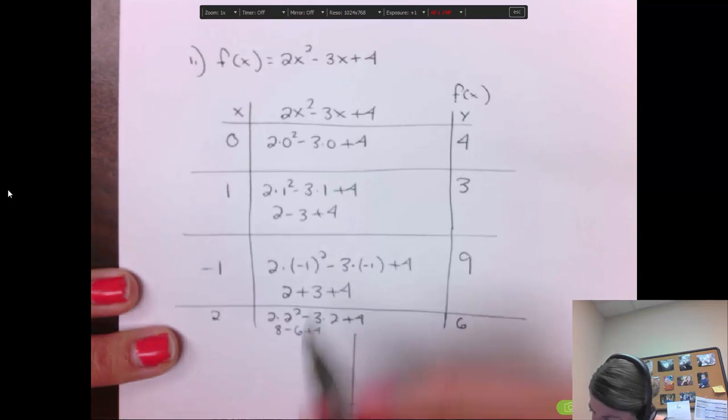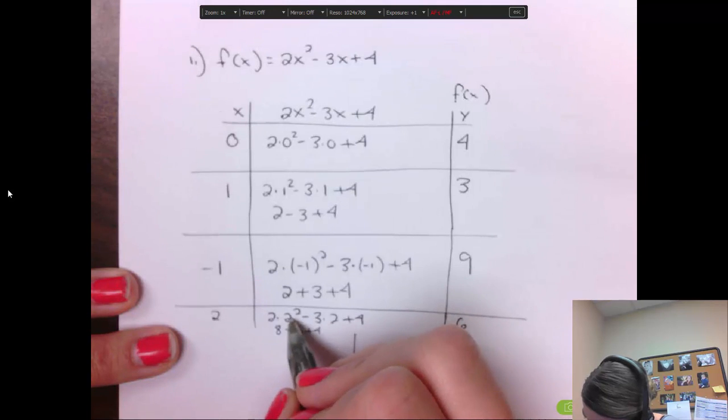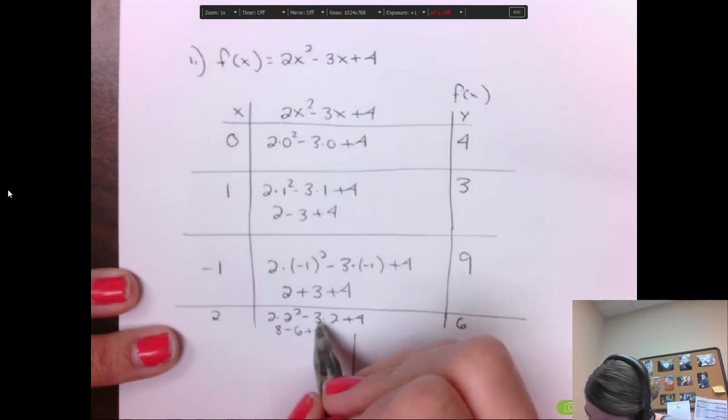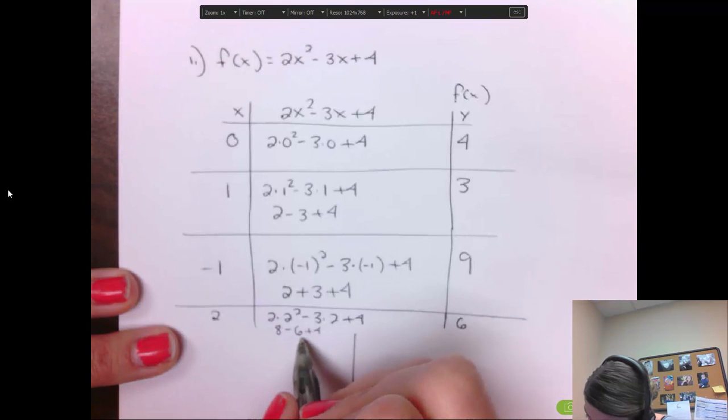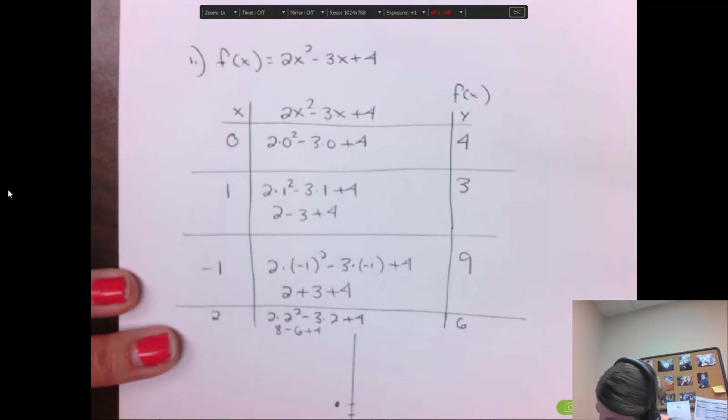Let me double check that. 2 squared is 4. 4 times 2 is 8. Minus 3 times 2 is 6. Negative 6 plus 4. 8 minus 6 is 2. 2 plus 4. Okay, so 2, we're at 1, 2, 3, 4, 5, 6.